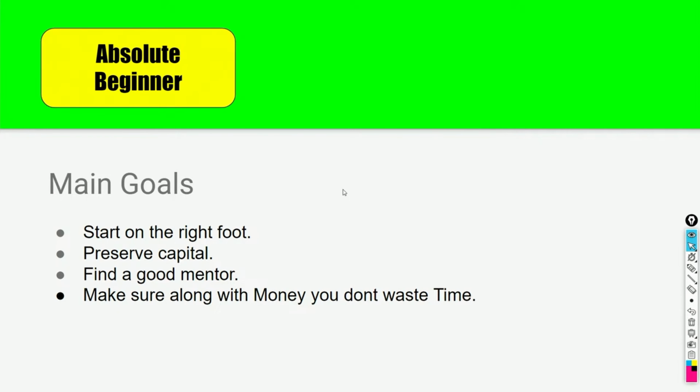So what are the main goals that an absolute beginner should have? First and foremost, he should worry about starting on the right foot. He should make all the research, all the efforts to make sure that he is not getting trapped by a scam artist. He is not relying on unreliable sources of information like news. I mean, news may provide truth, but that truth is not usable in trading. Okay, it's not useful for taking trading decisions in real-time market. So that is why I am saying that it's not reliable.